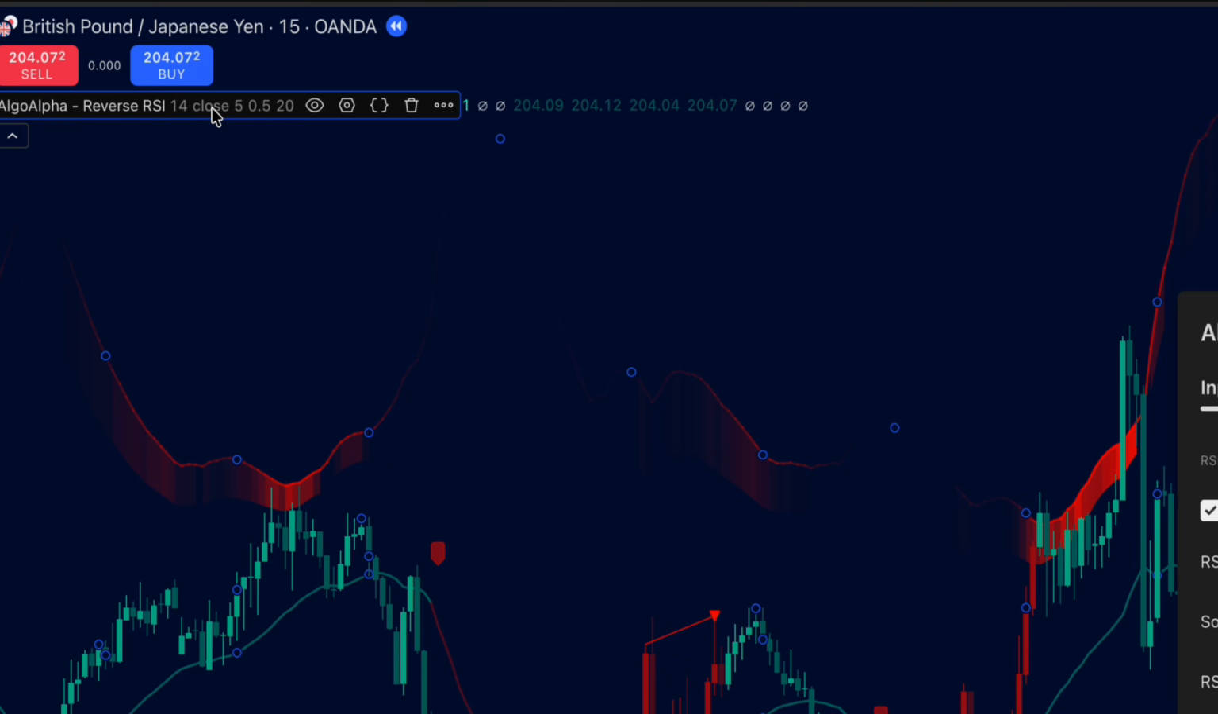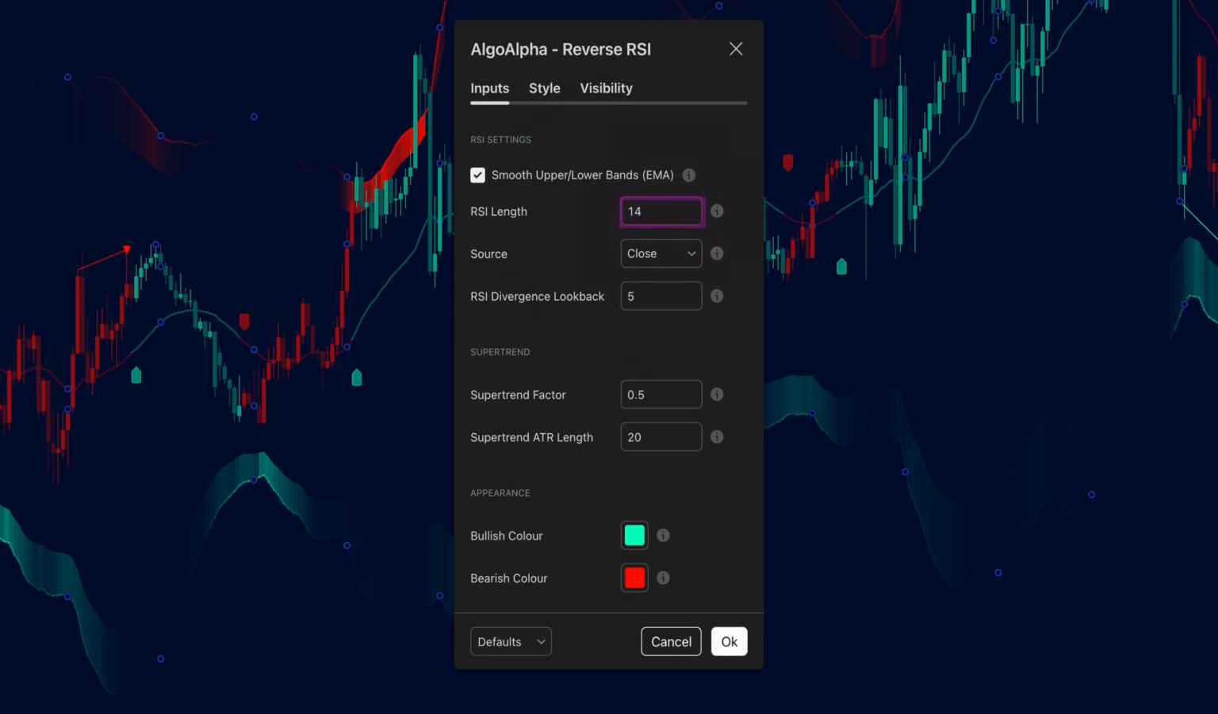Now, to get the most accurate signals from this underrated indicator, let's get your settings right. Double-click on the indicator to access the settings panel. Set RSI length to 14, smoothing lookback to 5, supertrend factor to 0.5, and ATR length to 20. After that, click OK. Now let me break down the exact strategy for both long and short trades.